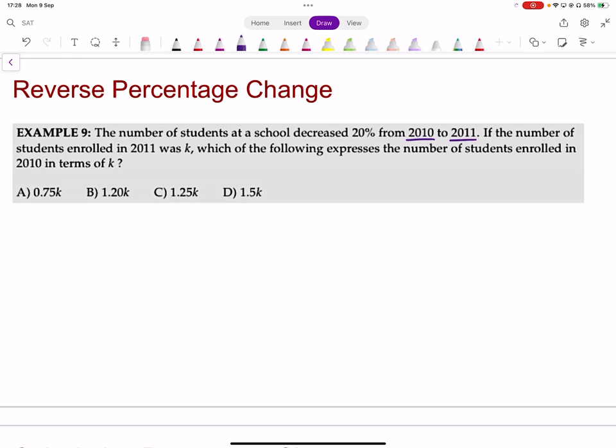If the number in 2010 was, let's say, X, decrease it by 20%. What do you have to multiply it by? To decrease it by 20%, 0.8. X into 0.8 should equal K, because that's the number in 2011. What does X become? K over 0.8, which is going to give you 1.25K. And that should be C. Is that okay?